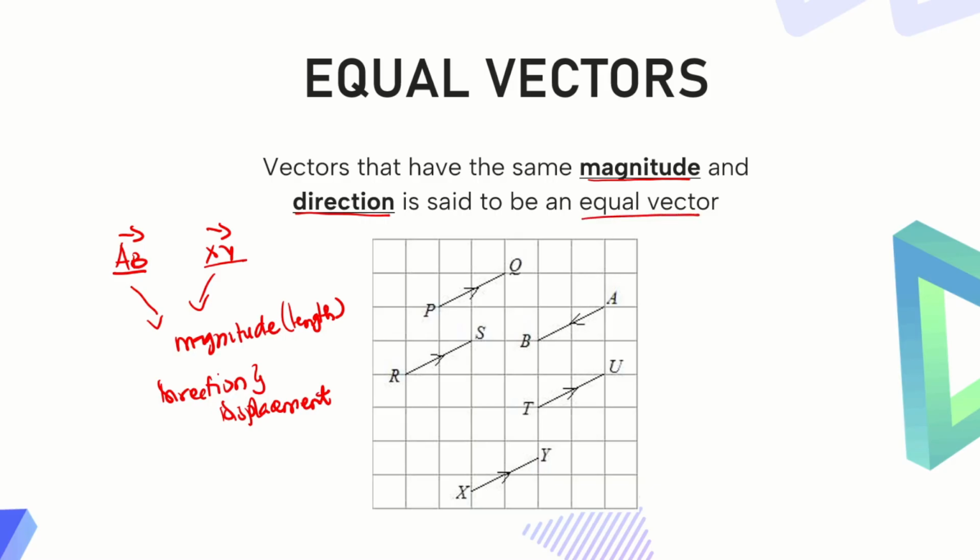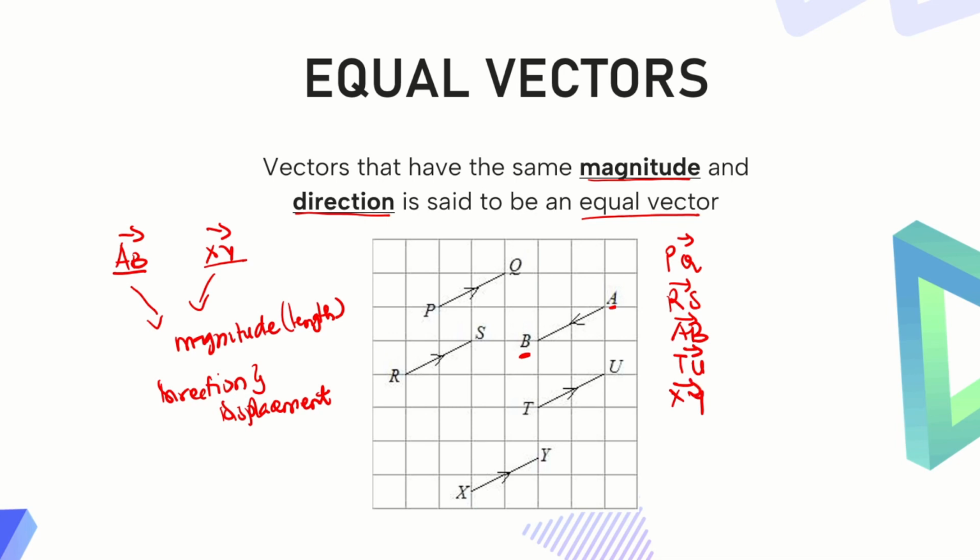Now let's consider the diagram that we have here. There are some vectors that have been indicated in the grid. So we have a vector from P to Q based on the direction. We have a vector from R to S. We have a vector from A to B, so it moves from A to B. We have a vector from T to U, and then we have a vector from X to Y.